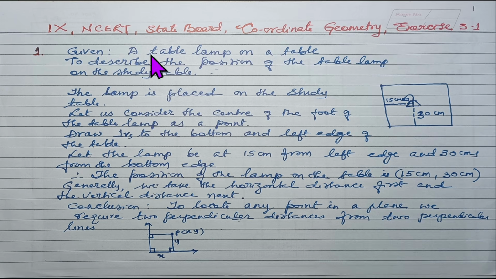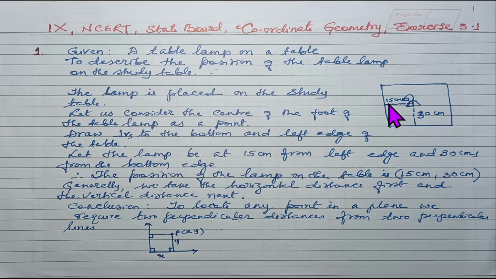Now in the first example, we are given a table and a lamp is placed on the table. We have to describe the position of the table lamp on the study table. Now let us consider the center of the foot of the table lamp as a point. Draw perpendiculars from that point to the left edge and a perpendicular from the same point to the bottom edge.